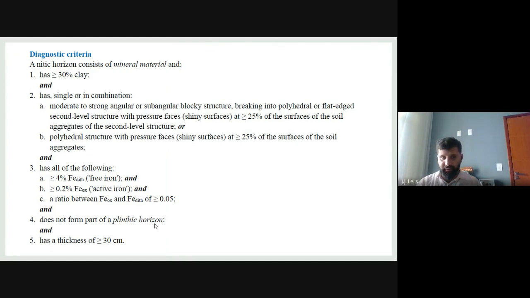And this nitic horizon should present a thickness of at least 30 centimeters. Okay, so if I follow all these criteria, but the thickness is only 10 centimeters or 15 centimeters, it's not a nitic horizon. It should present all these diagnostic criteria. All of them should be followed. Okay.